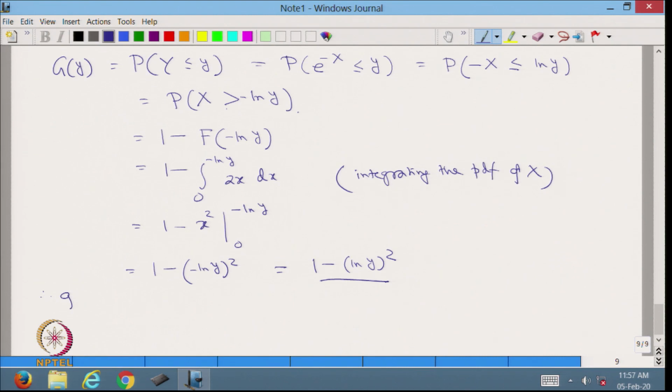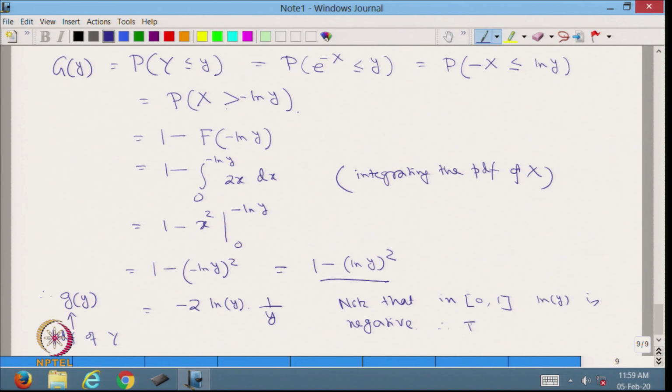Therefore, g(y), this is the PDF of Y, is equal to minus 2 log y multiplied by 1 upon y. Note that in 0 to 1, log y is negative. Therefore, the expression is positive.